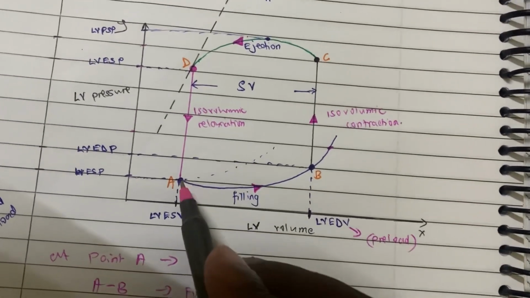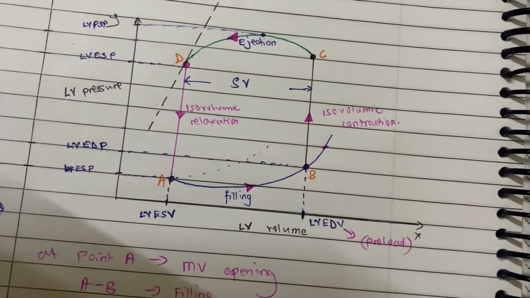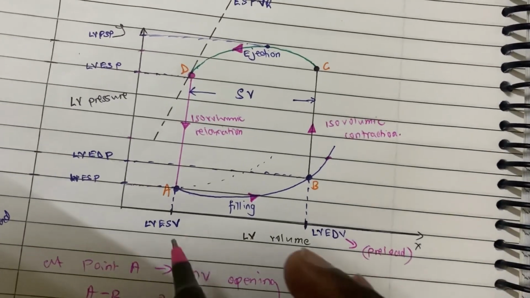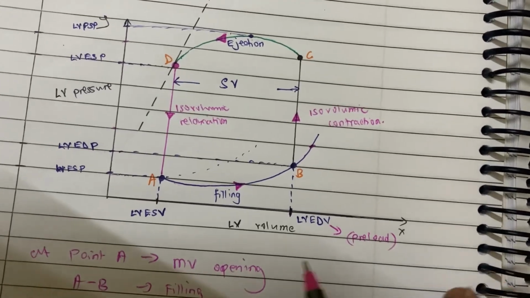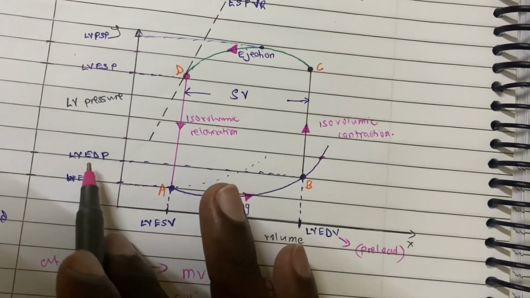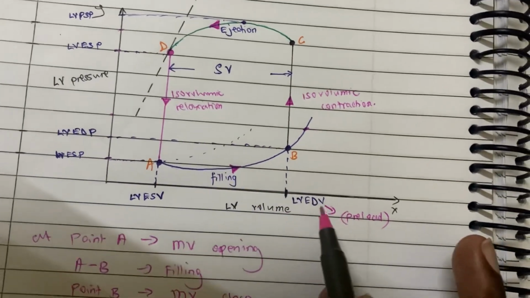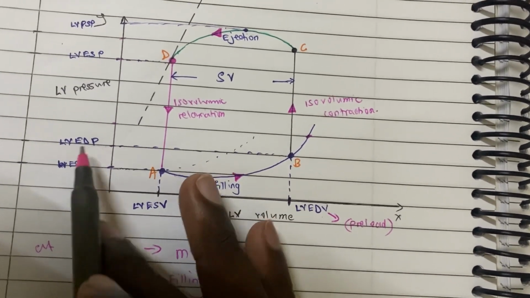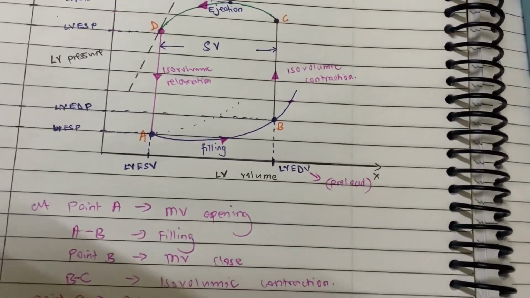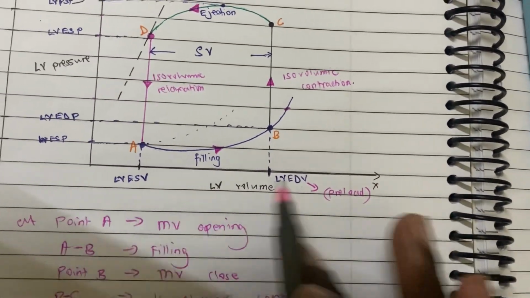What did I say about this curve? The more the LV EDV, the more the LV EDP. That is end diastolic pressure. If end diastolic volume increases, then end diastolic pressure also increases. But in the normal heart, it increases up to a certain point.